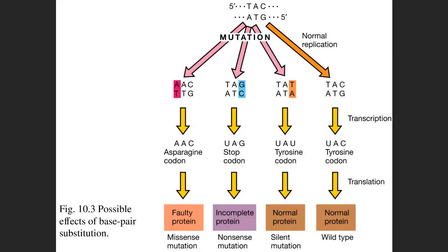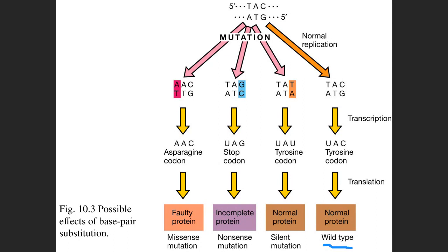If we look at the possible genetic changes, first we can look at the wild type, natural, which has a normal protein. In this particular part we're looking at one particular DNA sequence. It's TAC. TAC gets replicated normally and transcribed into UAC, and UAC is a codon for tyrosine, so that's okay.